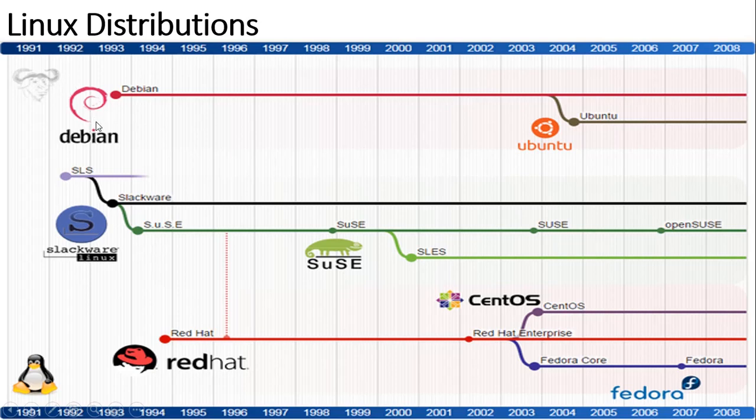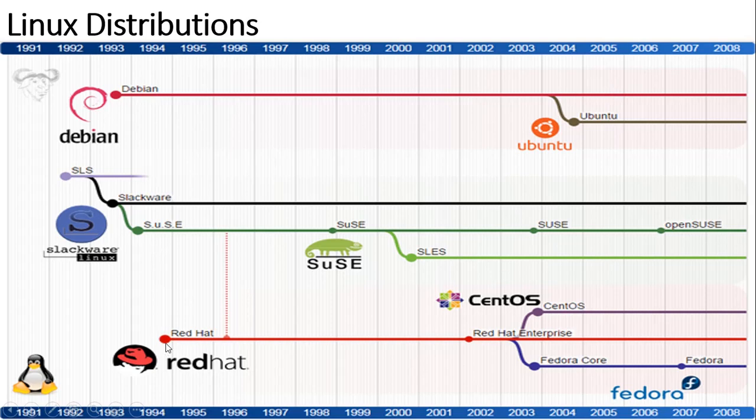Then there came Debian. Debian made use of the Linux kernel, and they called it Debian Linux. In the process of time, they remodified it and it became Ubuntu. And many distributions have come from Debian. They called one Kali Linux, and there are so many other distributions.